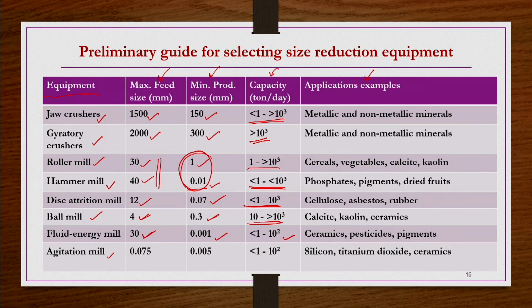Then agitation mill, which handles a maximum feed size of 0.075 mm and a minimum product size in general of 0.005 mm. The capacity varies between less than 1 ton per day and 100 tons per day. Applications it finds are in silicon, titanium oxide and ceramics kind of material. So, this is about the size reduction equipment. The different types of equipment we categorize as crushers, grinders, ultra fine grinders and cutters or cutting machines. Under each category we have seen specific types of applications.